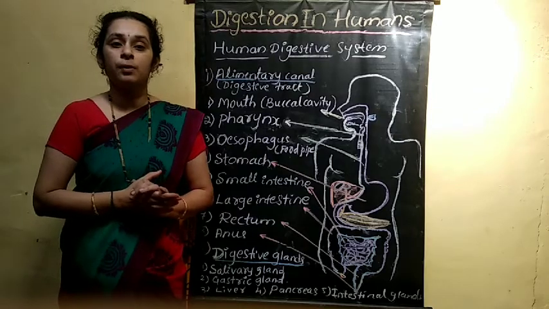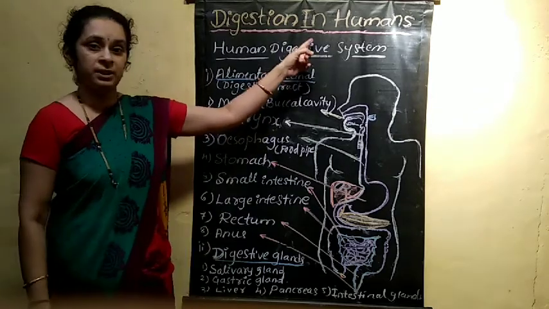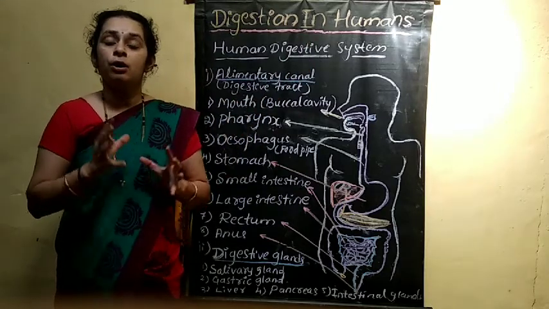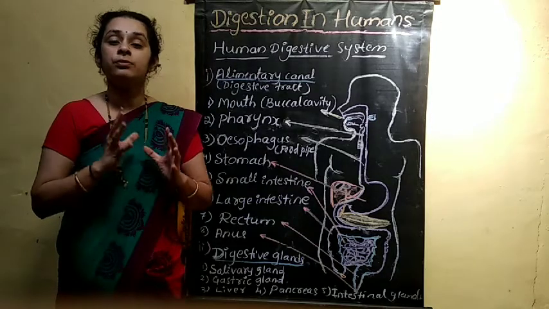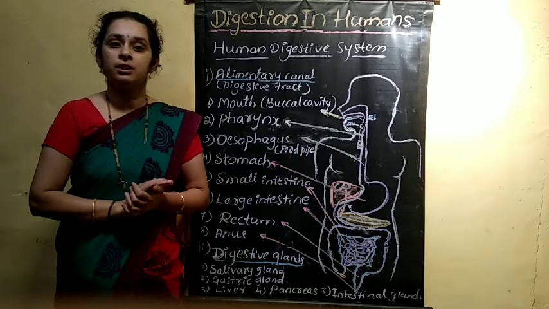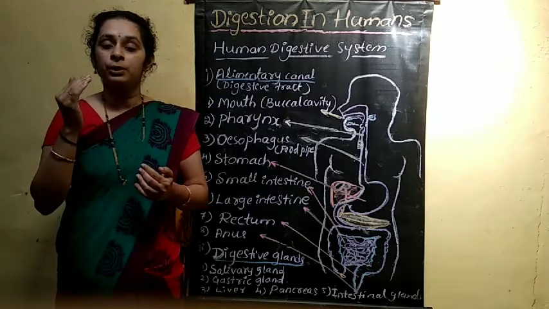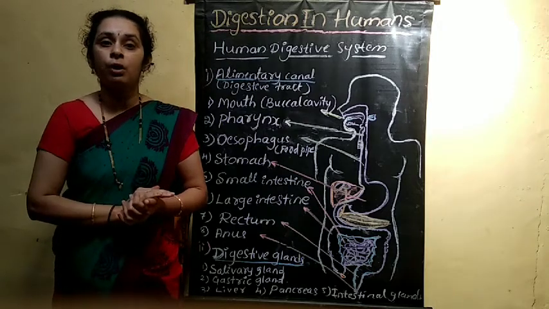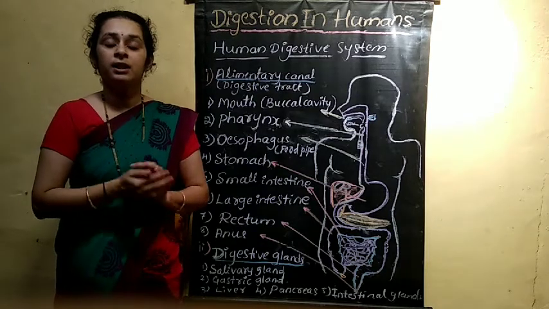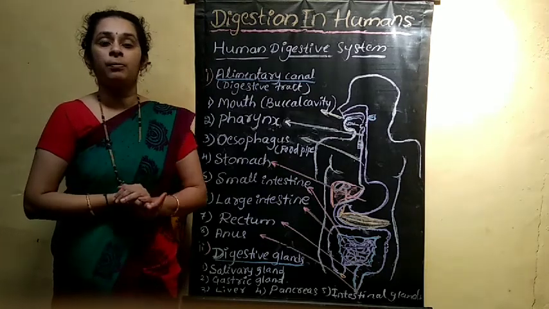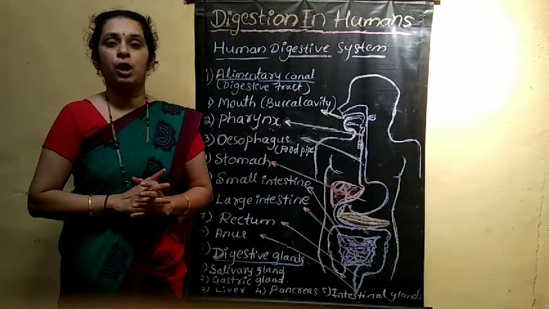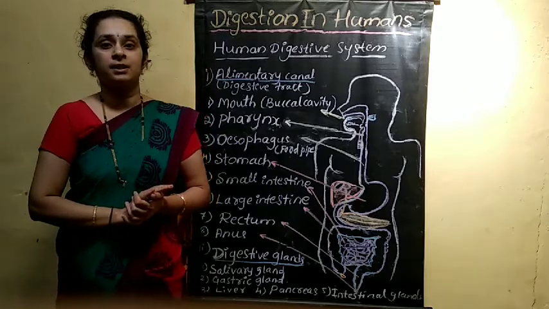Now we have to discuss digestion in humans. Before that, first of all we have to discuss the digestive system of human beings. You know that cells combine to give tissues, tissues combine to give organs, and organs combine to give an organ system. Like that, different organs combine and form a system called the digestive system.